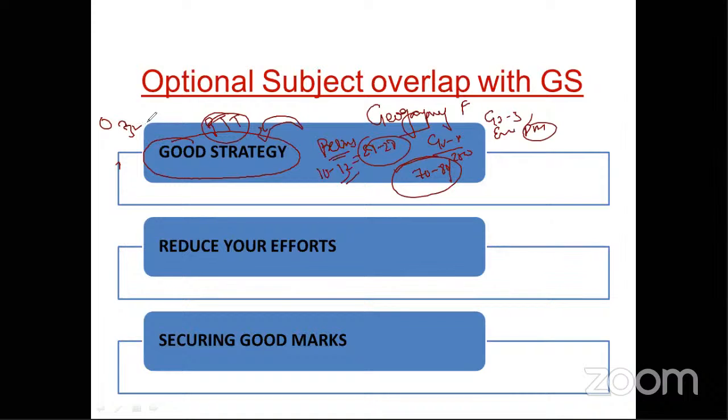Okay, if you are reading geography, then obviously there is no need to read geography separately for GS. You are reading the same subject again in your optional subject in a deeper way. So that will save your time. You can put some extra time into other subjects, a weak subject like ethics.